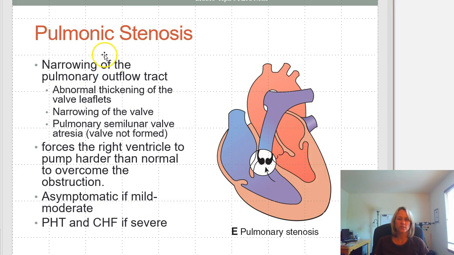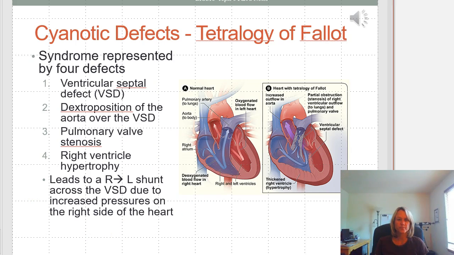Okay, pulmonary stenosis. This is where we have narrowing of the pulmonary outflow tract. This can be due to abnormal thickening of the valve leaflets, a narrowing of the valve, or the valve might not even be formed. That's a type of congenital defect. This is going to force the right heart to pump harder than normal to try and overcome that obstruction. This can be asymptomatic if mild or moderate, but can lead to pulmonary hypertension and congestive heart failure if it is severe.